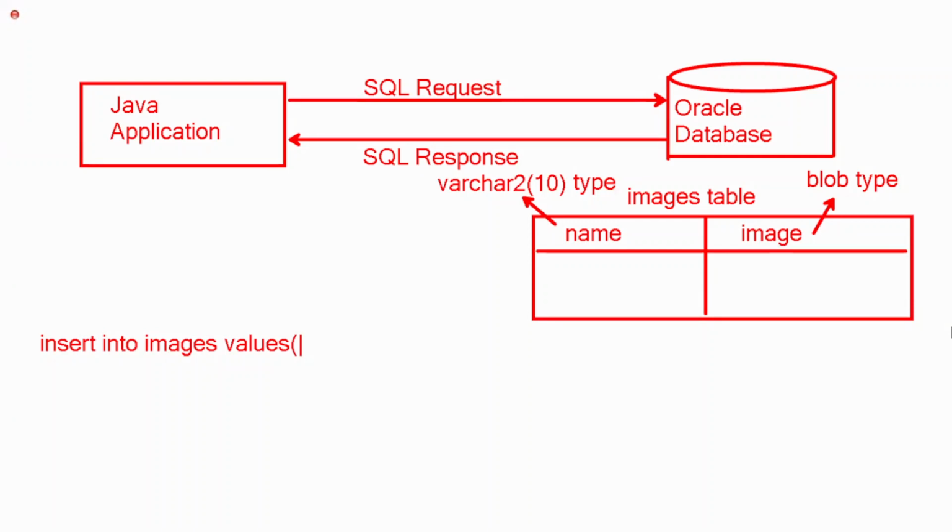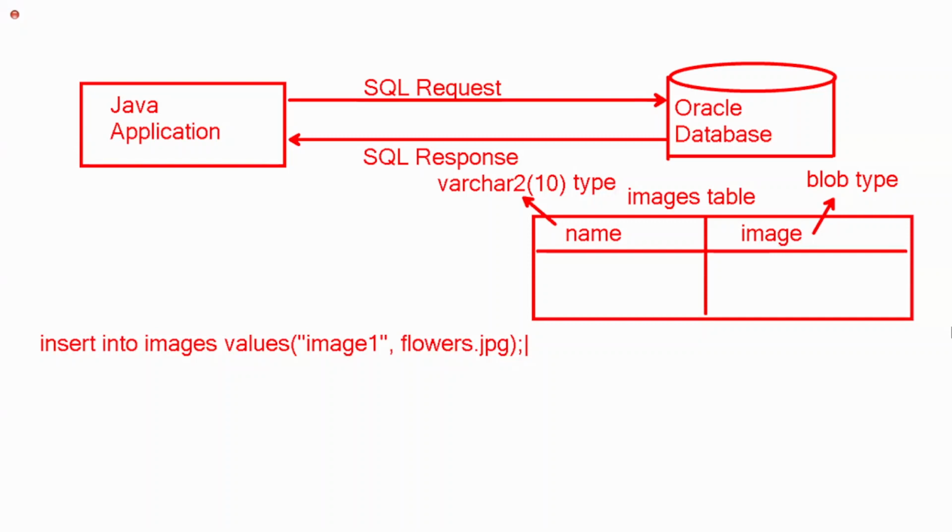Name of the image, you can write anything. Suppose image 1 or image 2, image 3. Next, what do you have to write? File location. If I write flowers.jpg like this, is the file going to be stored? What is stored? The file name is stored. If you want to store a file name, is a blob required? Varchar2 is also enough.